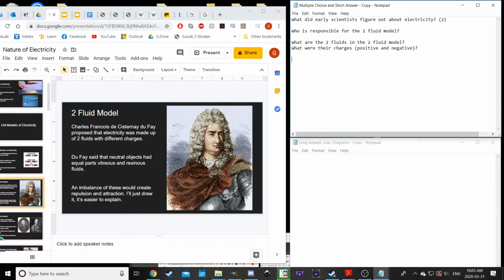And what else do we have? An imbalance of these would create repulsion. In the video we talk about a little diagram that we're drawing about objects and whether or not they're vitreous or resinous or neutral, right? So we would maybe put that into our diagram section. We could say, draw a diagram that shows a neutrally charged object using the two fluid model.